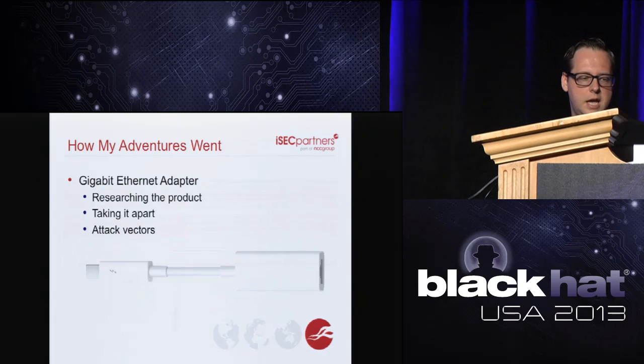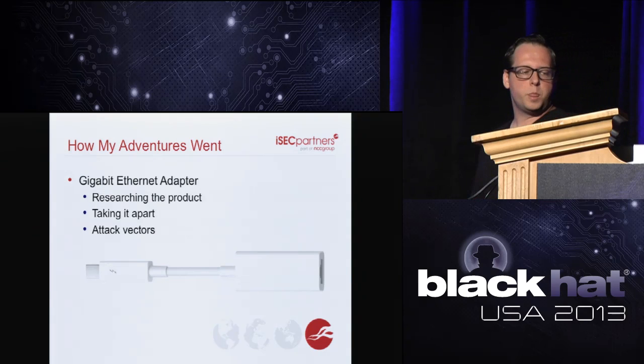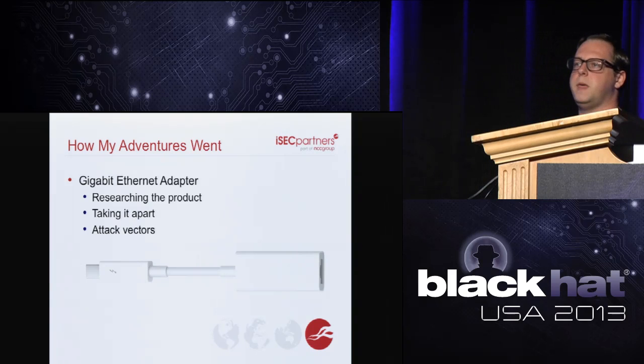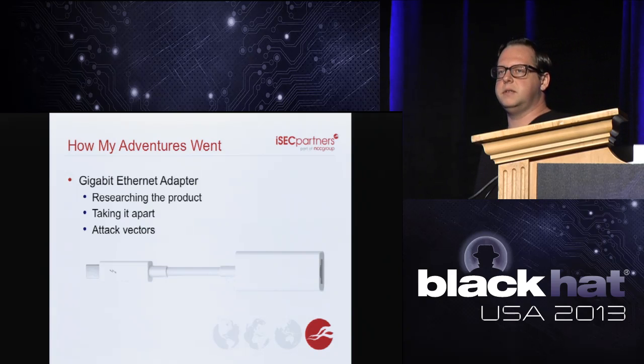So let's look at our gigabit Ethernet adapter. We're going to go through the same thing. We're going to take it apart and figure out all of the traces and try to sniff that. This thing is tiny, so it's not going to be nearly as fun as the hard drive was. We're going to start on the left-hand side and move over to the right-hand side to see what's on both sides.